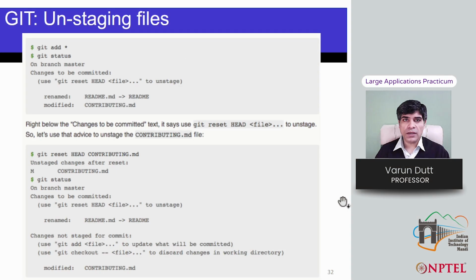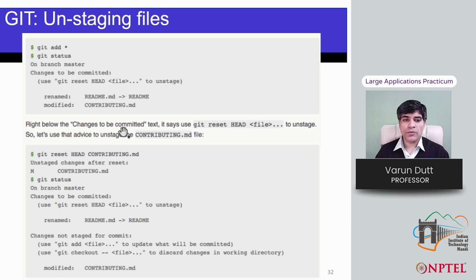We have already looked at Git, how to commit files, how to stage files. If we want to unstage a file, all we need to do is to first add the file, and in this case, it will stage it. It is staging all the files. We're checking the status, and you can see that the README file had been renamed and staged, and the modified contributing.md had been modified, and it had also been staged to be committed.